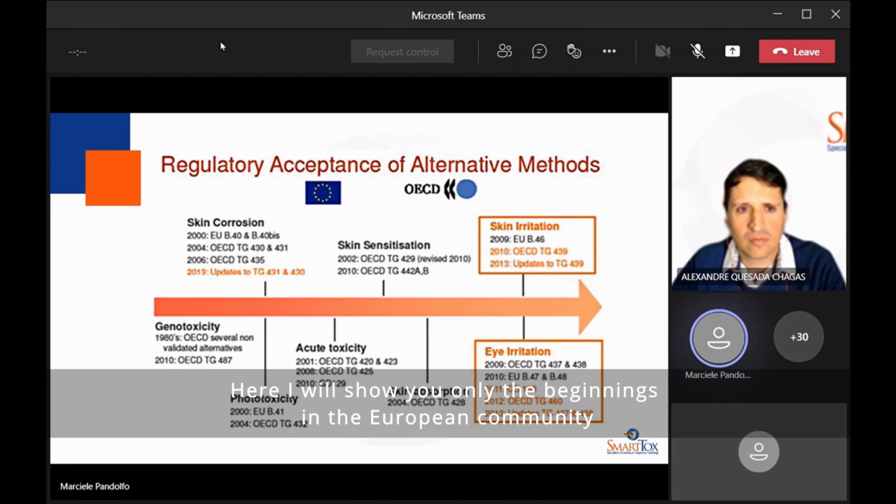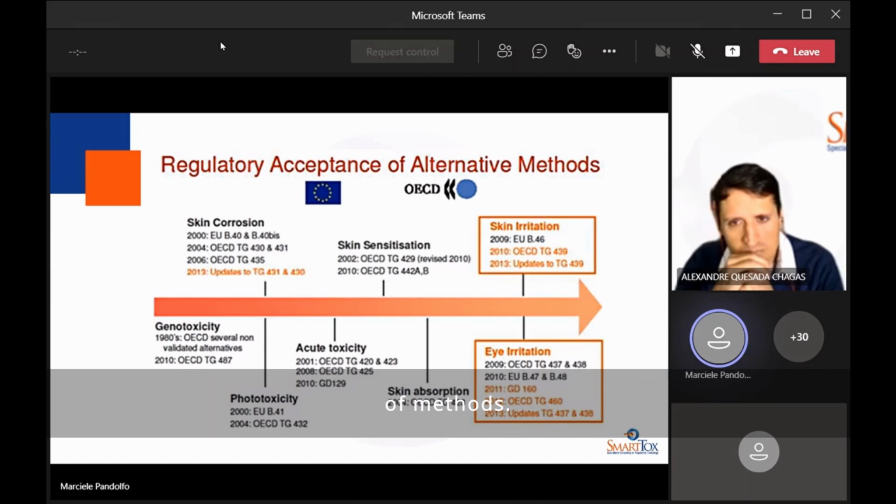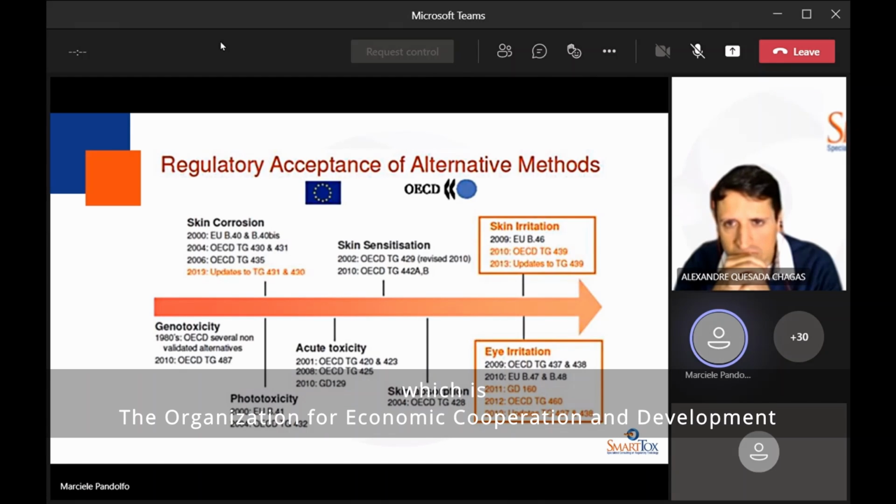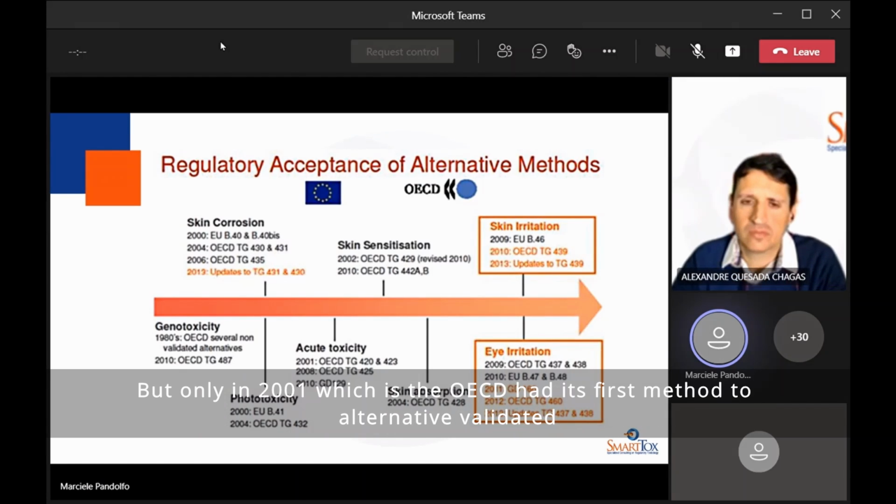Aqui eu vou mostrar para vocês só o início na comunidade europeia, né, dos métodos. Em 1980, foi onde iniciou os métodos pela OECD, que é a Organização para a Cooperação e Desenvolvimento Econômico. Mas somente em 2001, que a OECD teve o seu primeiro método alternativo validado.